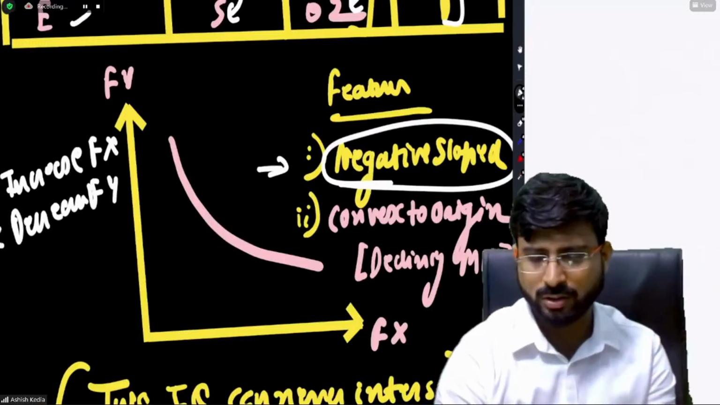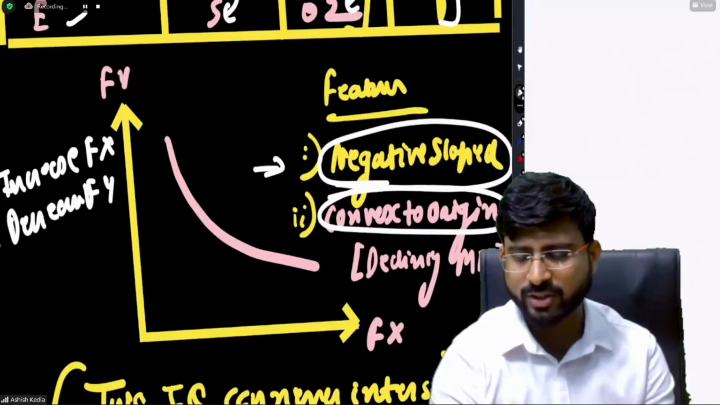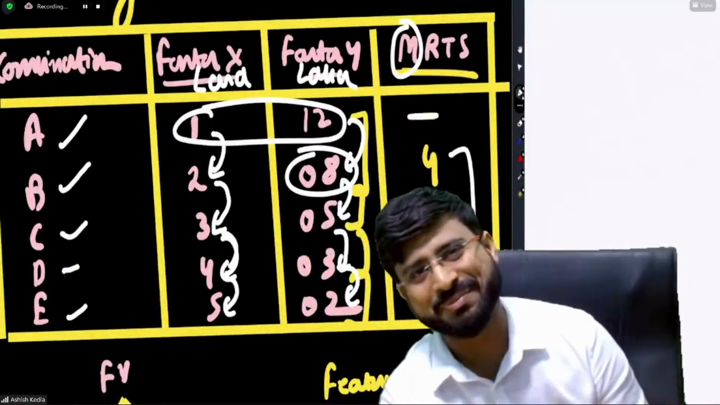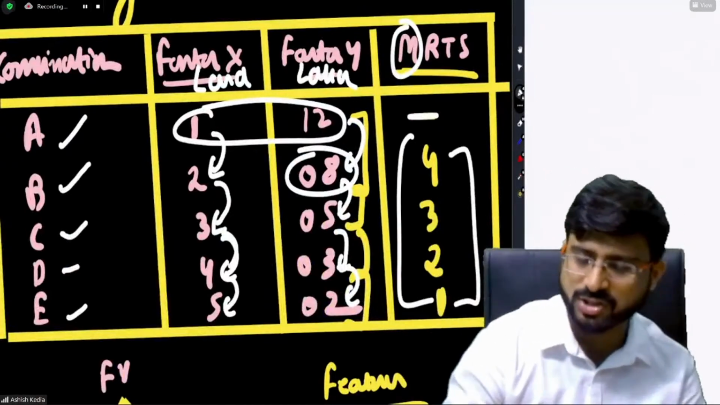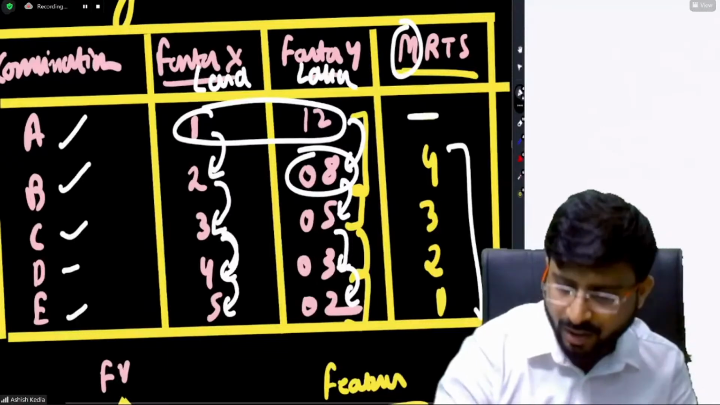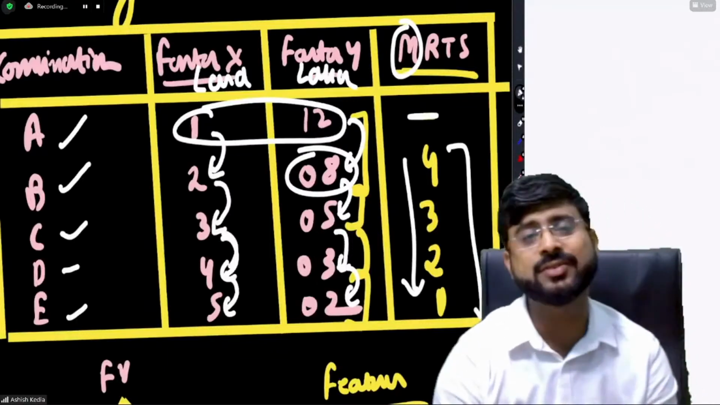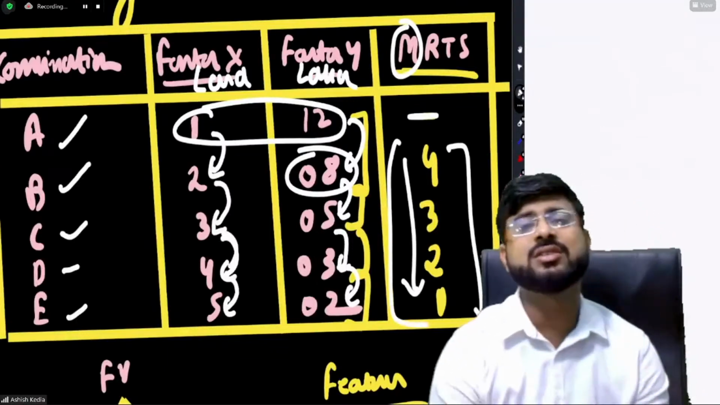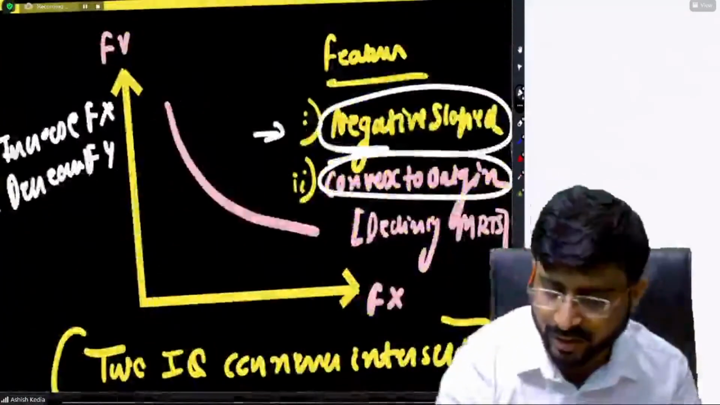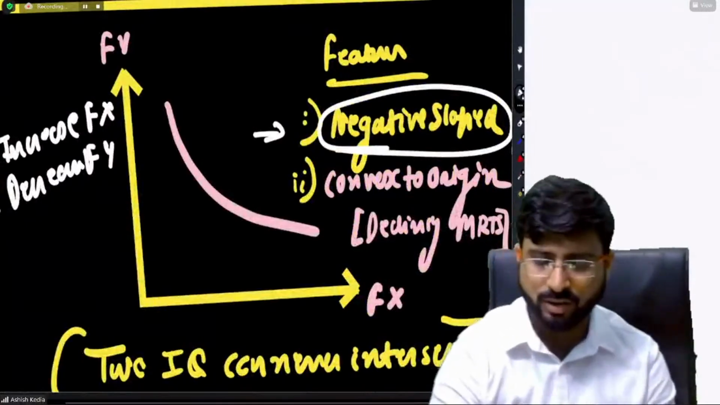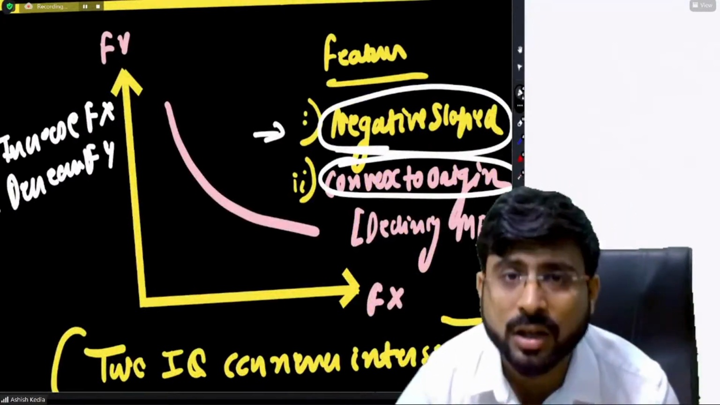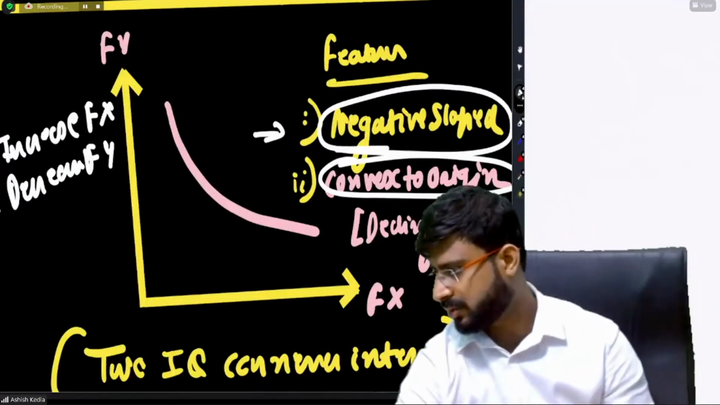Sir, next is what, sir? Next, it is convex to the origin. Why? Because see, the rate of sacrifice is not the same. The rate of sacrifice is constantly falling. Since the rate of sacrifice is constantly falling, therefore, friends, it is convex to the origin.